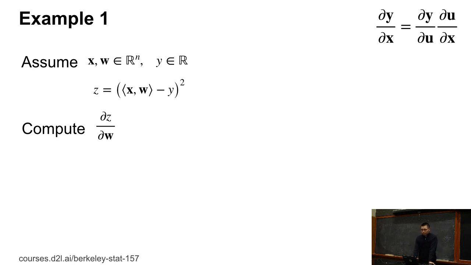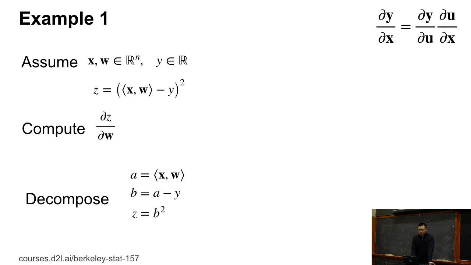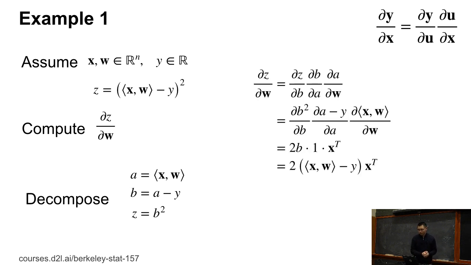To apply chain rule here, the key is that we need to decompose these expressions into basic operations. So here we introduce two intermediate variables, a and b. First, a is the inner product of x and w. b is another intermediate result. It's a minus y. Finally, we get z, which is b squared. Now for every basic operation, we know how to compute the gradients. Now let's do that here.